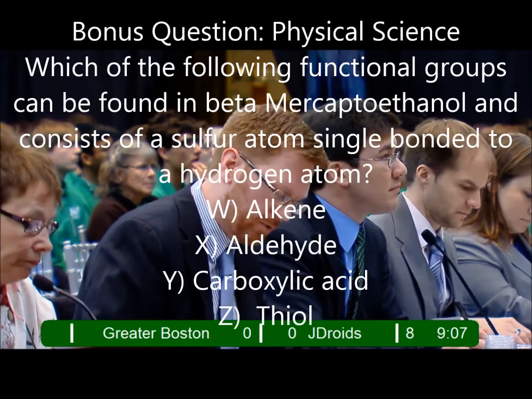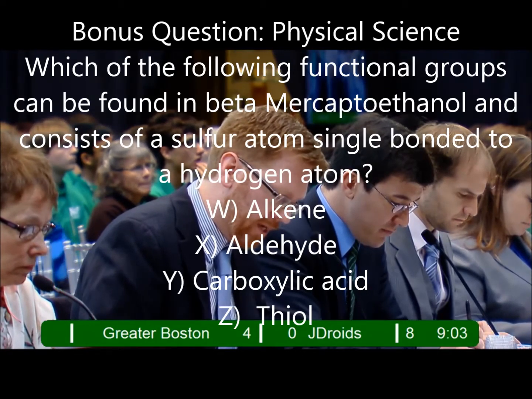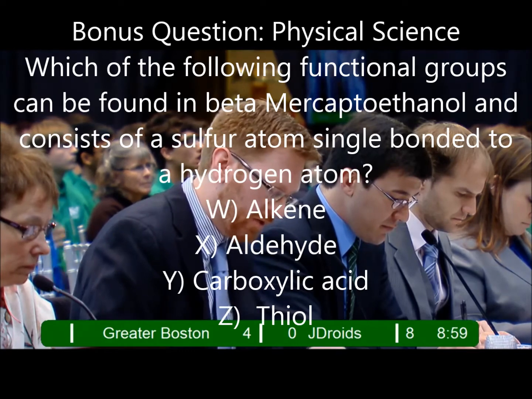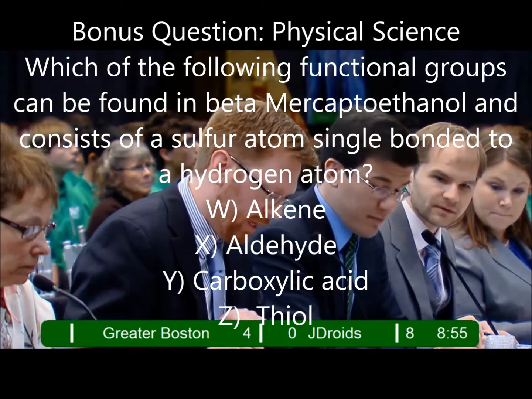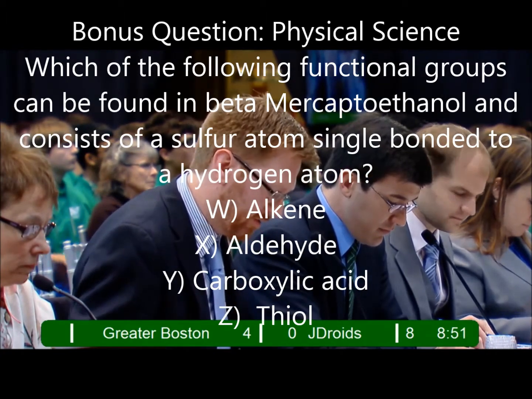Bonus question. Physical science, multiple choice. Which of the following functional groups can be found in beta-mercaptoethanol and consists of a sulfur atom single bonded to a hydrogen atom? W, alkene, X, aldehyde, Y, carboxylic acid, Z, thiol.